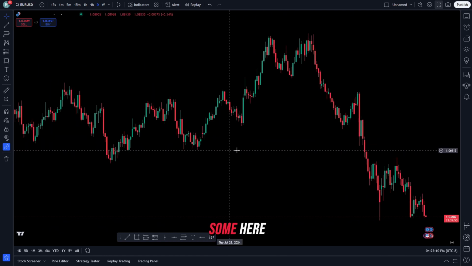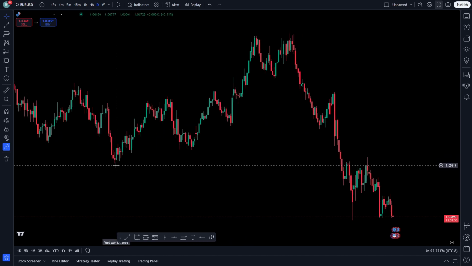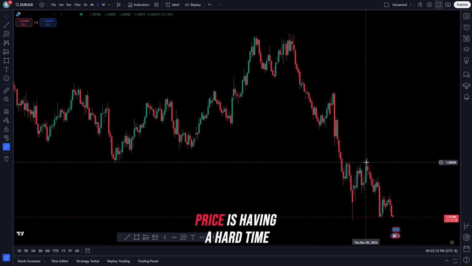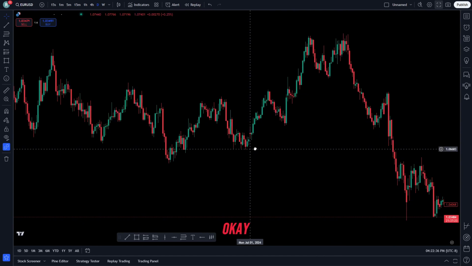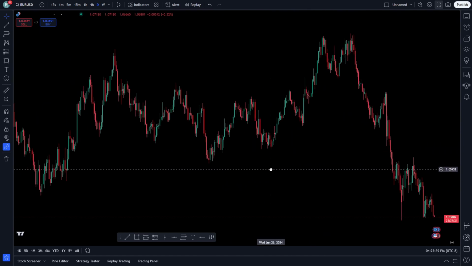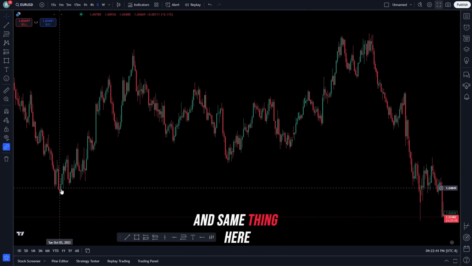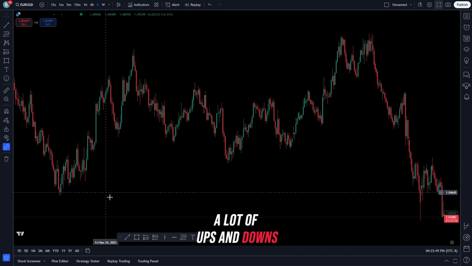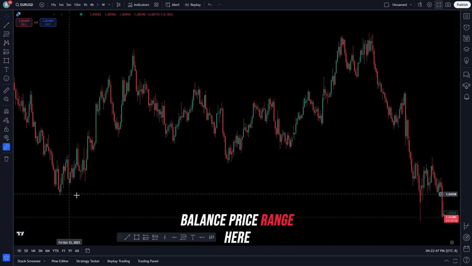As you can see, we got some here. Let's see these relative equal lows. Look at this area here. Price is having a hard time to move out of this area. This is what relative equal lows are about. And same thing here. This right here is a bunch of relative equal lows, a lot of ups and downs. I like to call this a balanced price range here.